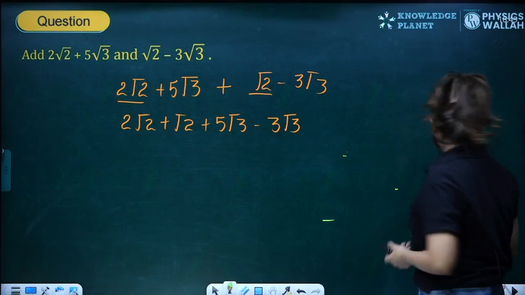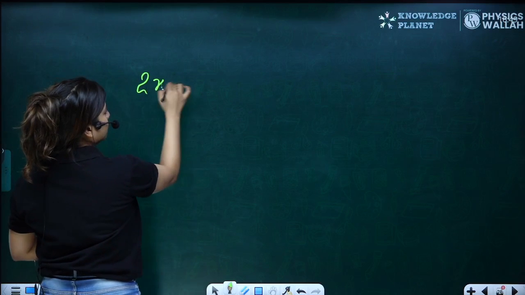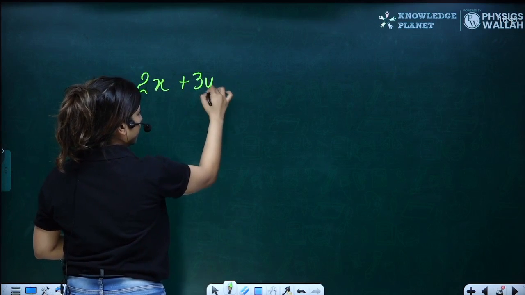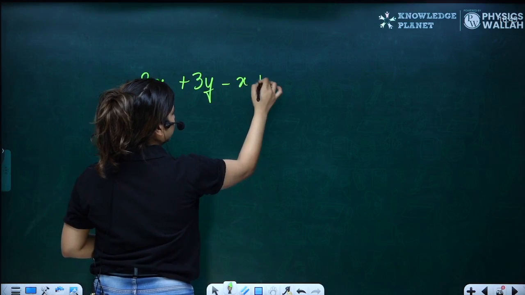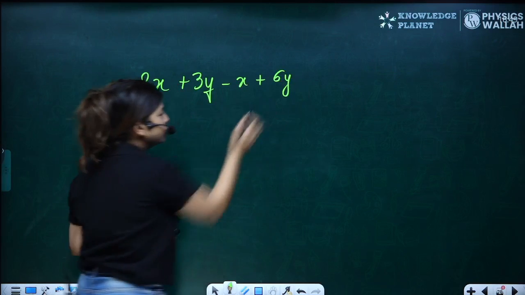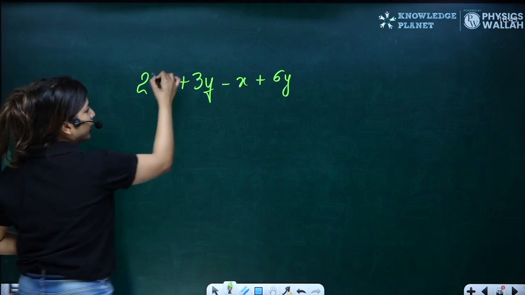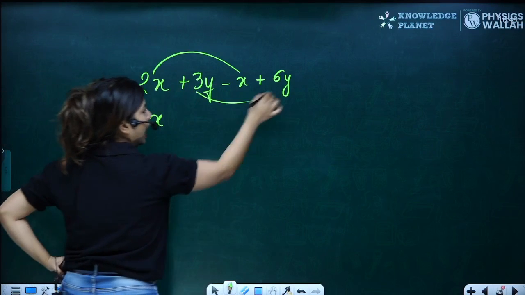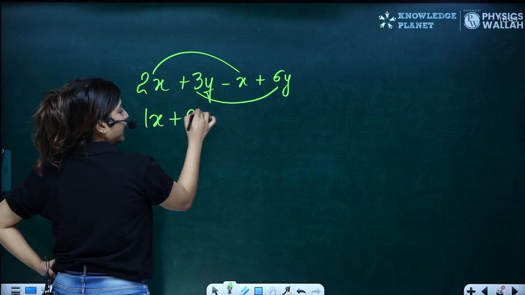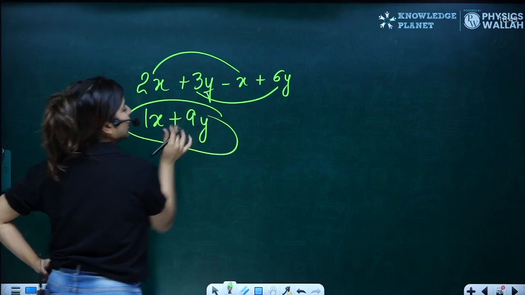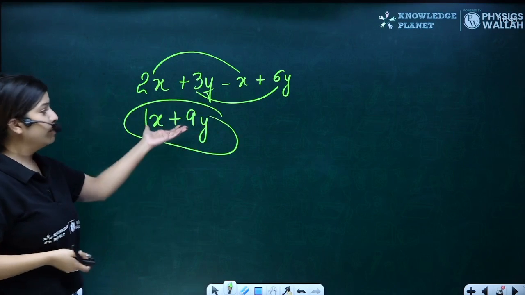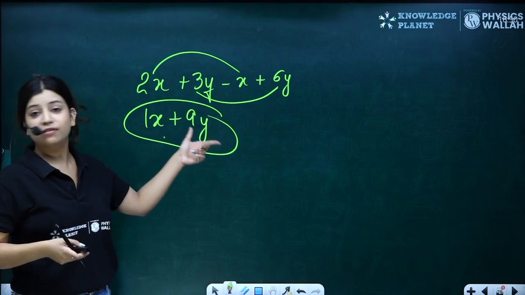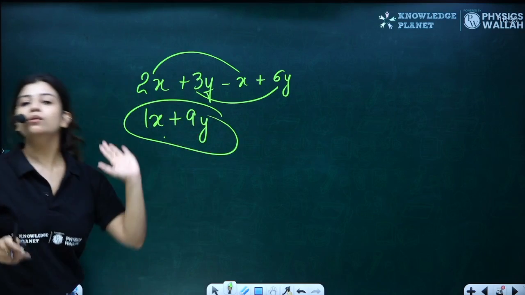For example, just relate to this. For example, you have 2x plus 3y minus x plus 6y. So from here you can add these two and you will simply get 1x. You will add these two and you will simply get 9y, and you will leave the answer over here because these cannot be solved further, because these are two different variables. Consider the under roots as the same.